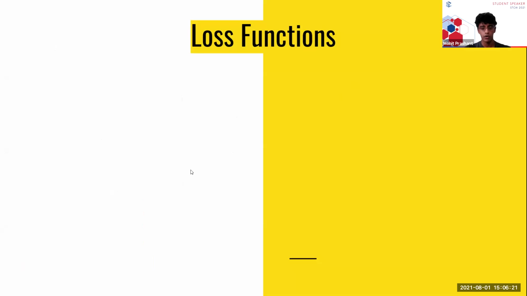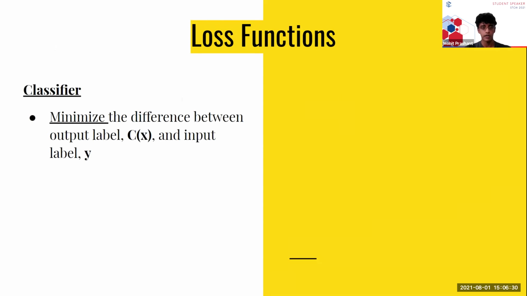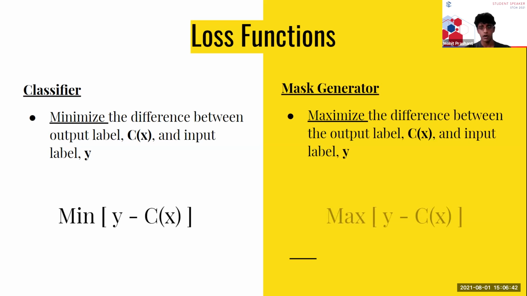So before moving on to the results of the experiment, I'd like to talk a little bit about the loss functions used. Firstly, our classifier classically minimizes the difference between our output label and input label. And our mask generator does the opposite. However, I'd like to keep in mind that prior to classification, we'd be transforming this input. So you can consider this as C of G of X. And based on experiments, as well as the results of the 2014 GAN paper, the best form for the loss function here would be the logarithm of this.